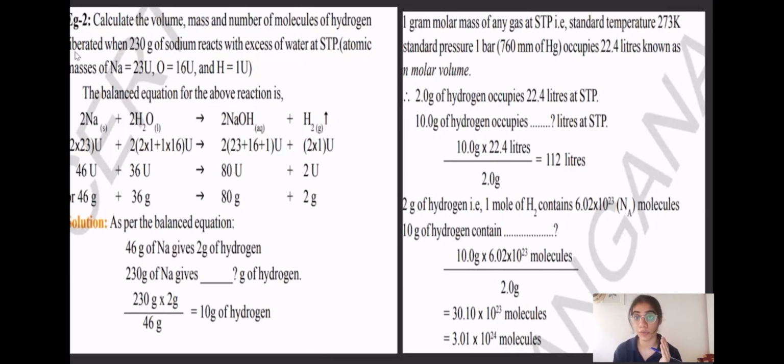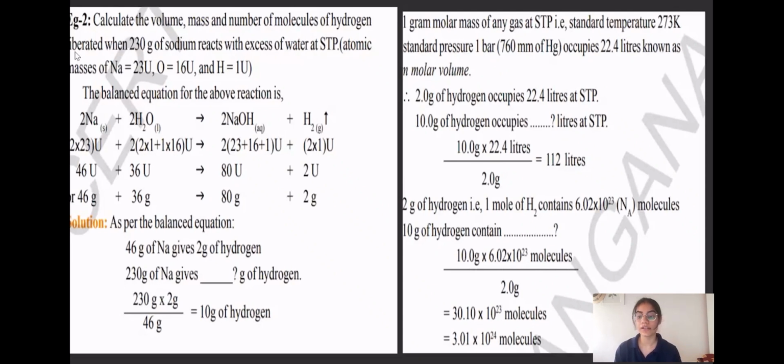This volume is called molar volume, the volume of 1 mole. Now we know that 2 grams of hydrogen occupies 22.4 liters at STP, because 2 grams of hydrogen is what is 1 mole in this given equation. So 10 grams of hydrogen will occupy how much? Basic unitary method will give you 10 grams multiplied by 22.4 liters divided by 2 grams, which is 112 liters.